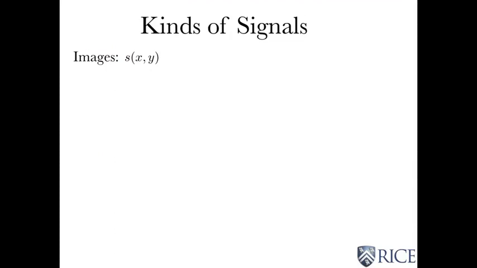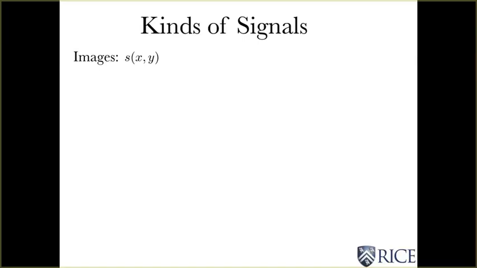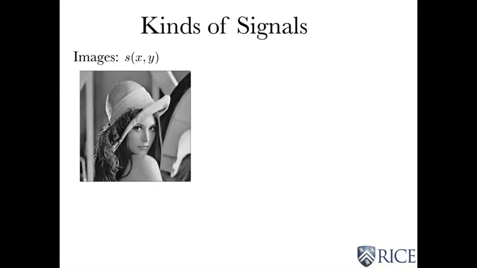So let's talk about some other kinds of signals, another way of categorizing them. I want to talk first about images. The speech signal we already talked about is a function of time. Images are functions of space, so they're a function of x and y. I can give you an example of a black and white image. Here's a picture of a woman.